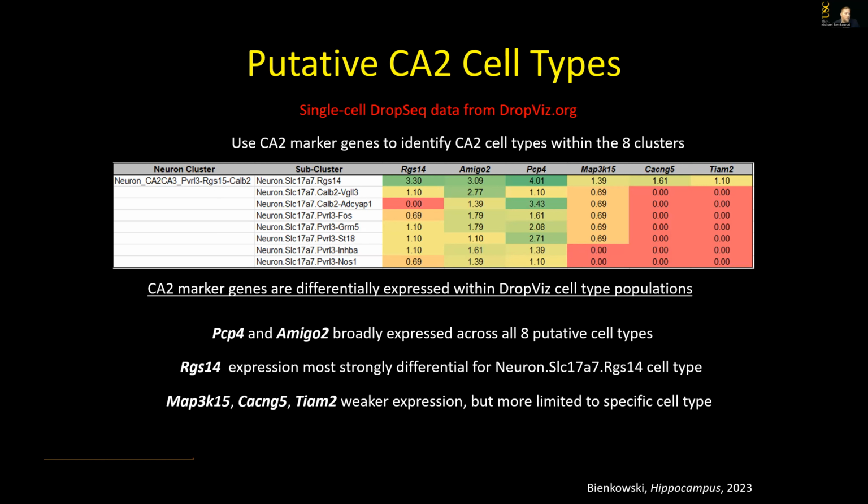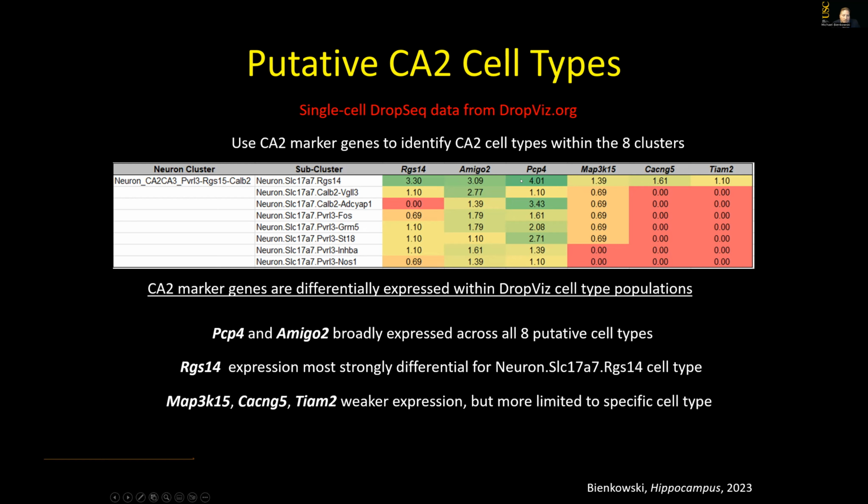So we can hopefully weed out the CA3 cells and look at the CA2. The thing you see here is that these are 6 marker genes identified: RGS14, Amigo2, PCP4, MAP3K15, CACNG5, TM2. You can see there's differential expression across these 8 clusters. PCP4 and Amigo2 are the most broadly expressed across the 8 clusters.